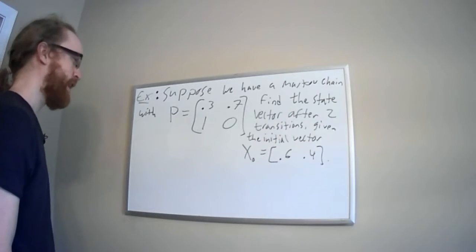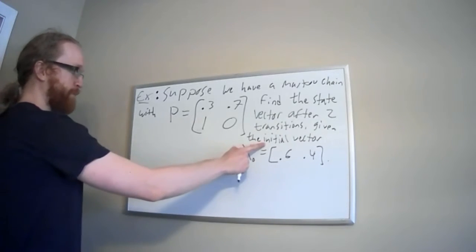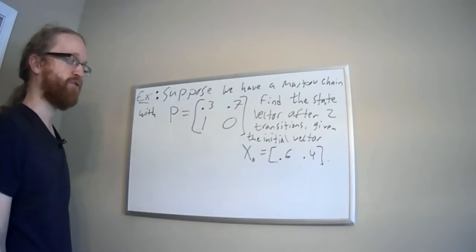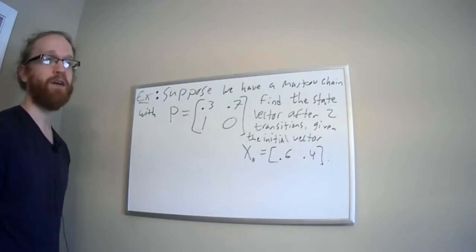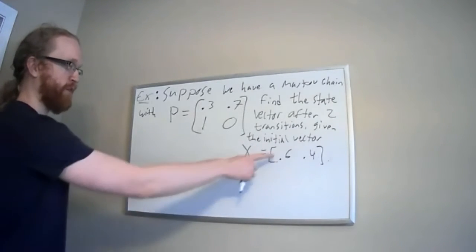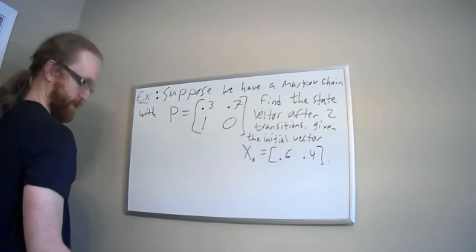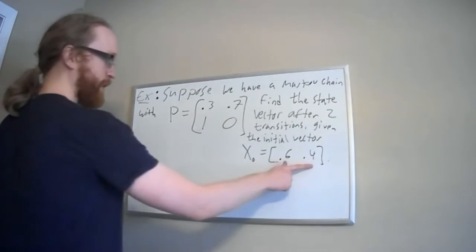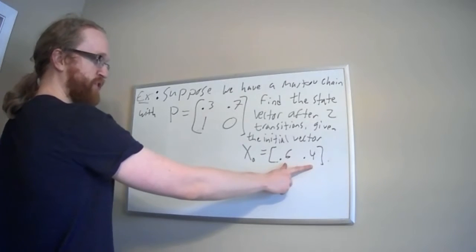Okay. And so again, I want to highlight the fact that I need a starting point. You know, if I don't give you an initial vector, this question of finding a state vector after 2 transitions no longer makes any sense because it matters how things begin, where I start from. So that's worth pointing out.